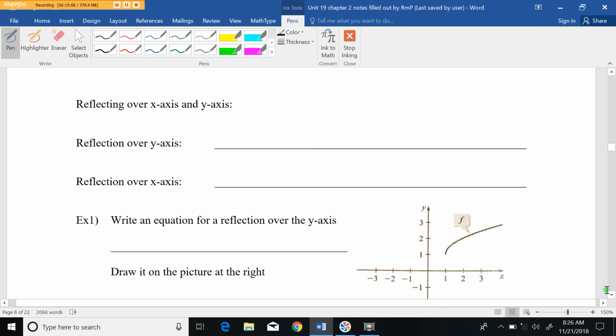Okay, video's at 15 minutes, folks, so I think I'm going to stop right there, and I'll start a new one about reflections about the x and y axis and whatever comes after that. So take a break, grab some popcorn, have a great day.